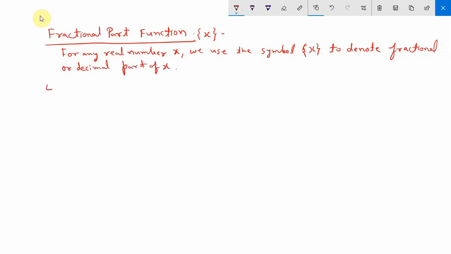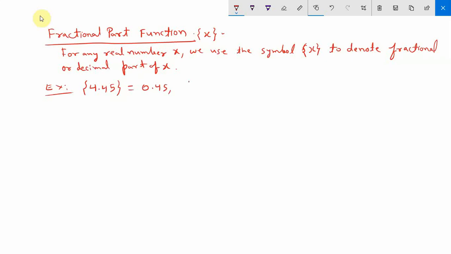Okay, so if we consider some fractional number, like 4.45, so just a minute, this is not the symbol, we have to use this symbol. Okay, 4.45. So we have to see what is the decimal or fractional part in the given number. So it will be only 0.45.